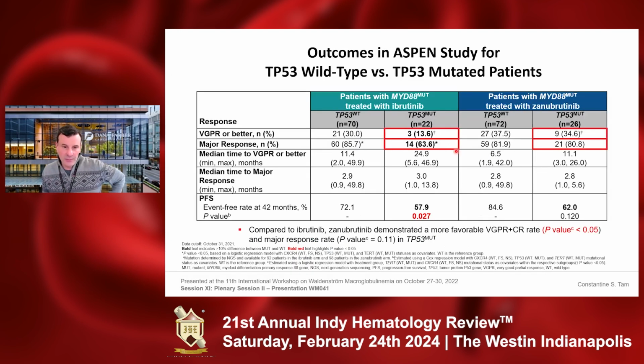Now, what we also know from the ASPEN study is that if you do have a TP53 mutation, you're much better off using zanubrutinib, because you'll see a better response rate. In fact, you can look at the differences here. Major response rate 63% for ibrutinib with TP53 mutations versus 80%. And even those deeper VGPRs, 13% versus 35%. There was no real big difference in terms of progression-free survival. Slightly better in favor of zanubrutinib, but you can see the difference here, 58 months versus 62 months.